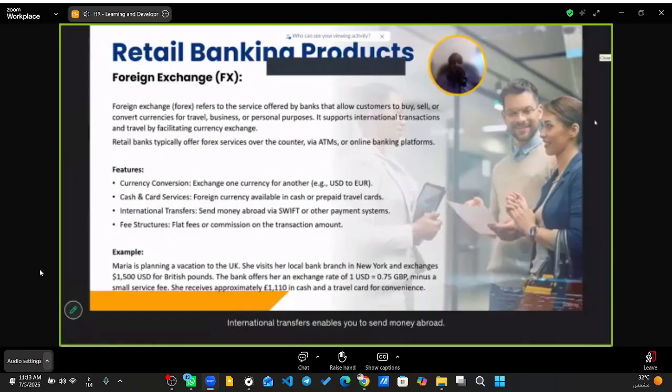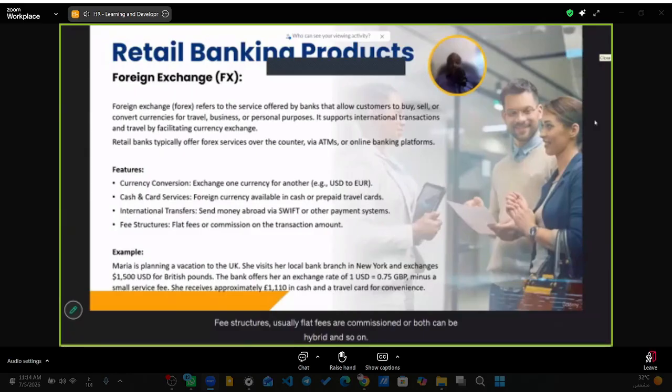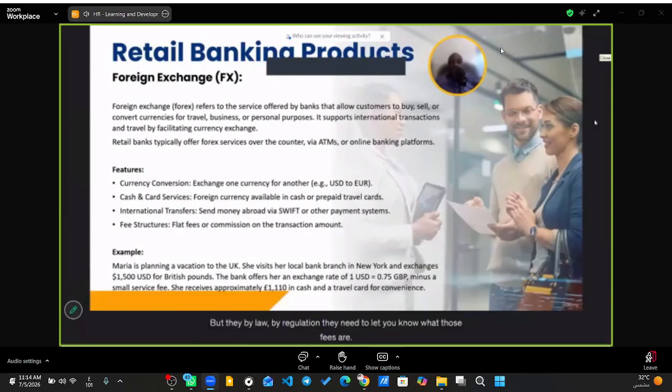International transfers enable you to send money abroad, like the example I used earlier on, via SWIFT or other payment systems. There are so many payment systems now that facilitate cross-border payments. Fee structures are usually flat fees or commission, or both. It can be hybrid, and so on, depending on transaction amount. But by law, by regulation, they need to let you know what those fees are.